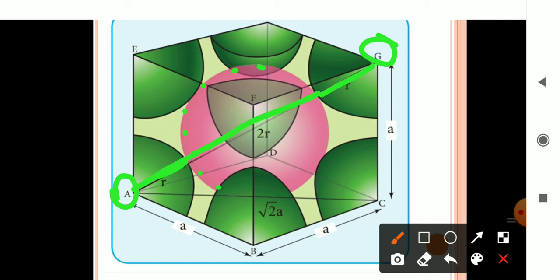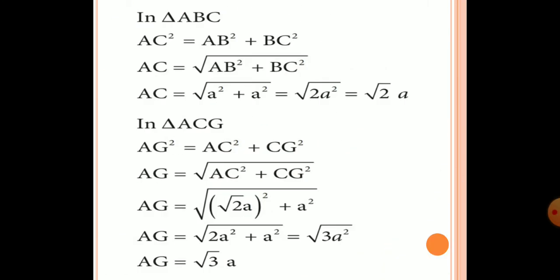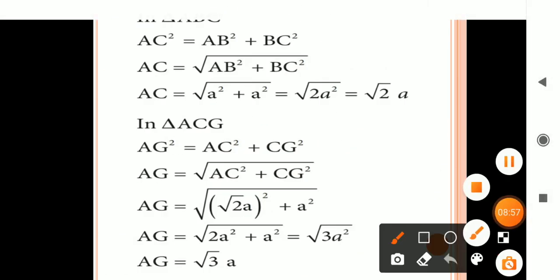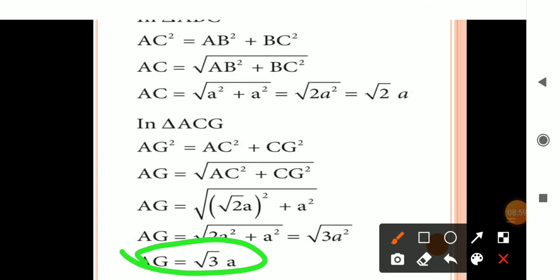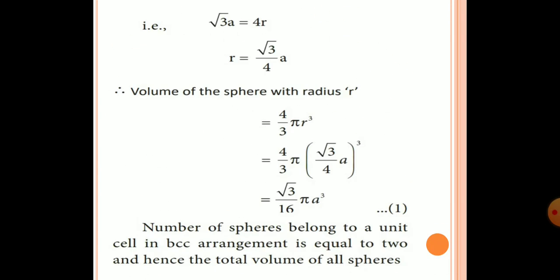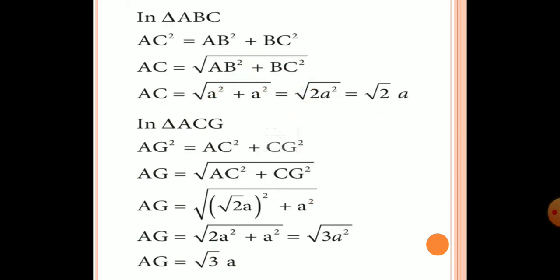So AG is equal to 4R and the value of AG we have found is root 3A. That is why it is written that AG is equal to root 3A. Now AG is equal to 4R we have seen. So we can write root 3A is equal to 4R. Now what is R? How can R be calculated? R is equal to root 3 by 4 into A. This is the radius.